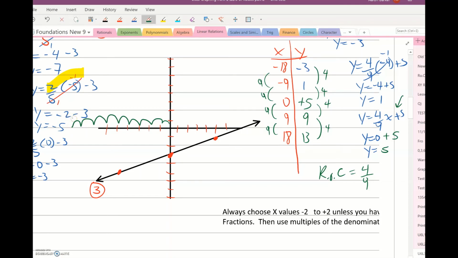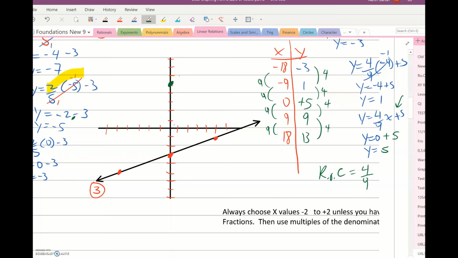So it's going to be about there. Now I should graph it because I need 3 points in order to make a line. 2 points for sure, but 1 point's good to check. 0, +5, so I have 0. I can go up 1, 2, 3, 4, 5. So there we go. There's 0, +5.